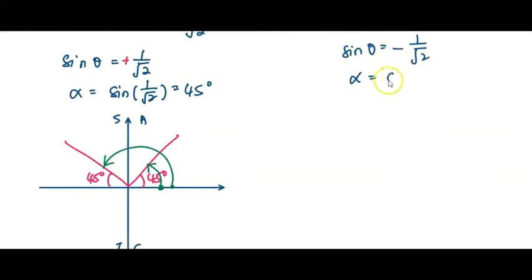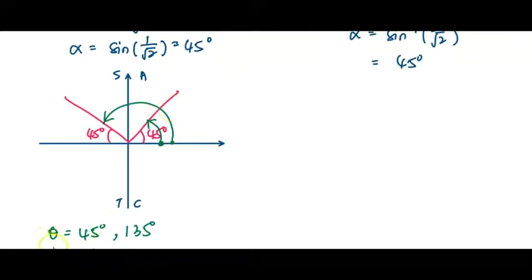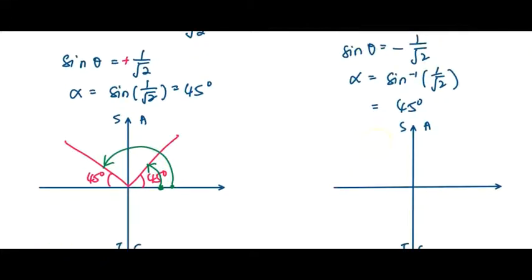Now we move to the second equation. Firstly, get the basic angle. When you get the basic angle, just ignore the negative here. You still will get 45 degrees, same as the equation just now. Now have your diagram to locate your angle. To locate your theta, you must look at the sign over here. That is, the sine theta having the sign of negative.